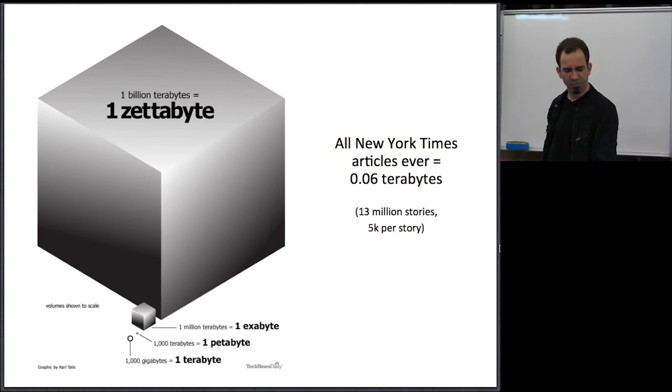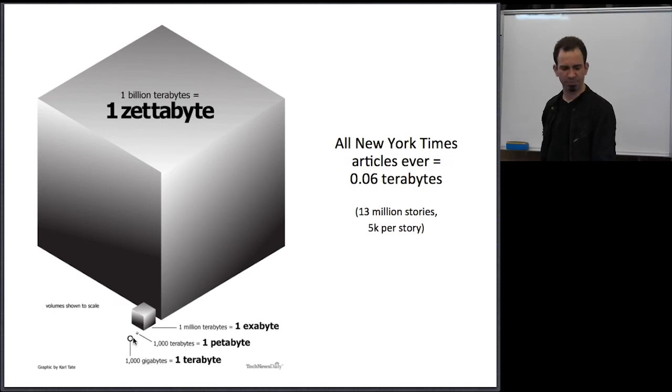And to get down to a scale that you're familiar with, right? You can now buy a terabyte drive. A terabyte drive is a fairly reasonable size. You can go to Causeway Bay and buy a terabyte drive. Well, you have to go down by a factor of 1,000 to get to an exabyte, and 1,000 again to get a petabyte, which is this little thing, and then 1,000 again to get a terabyte.